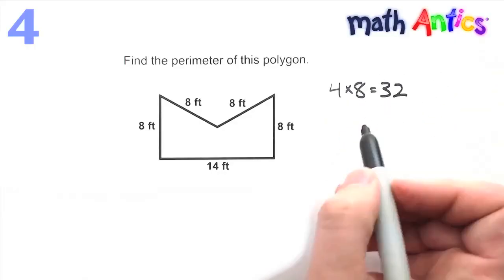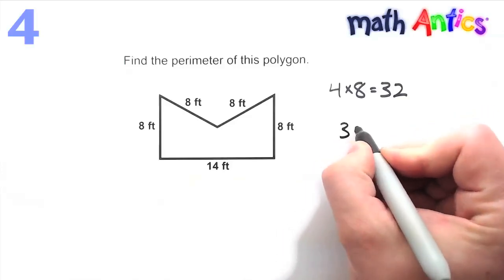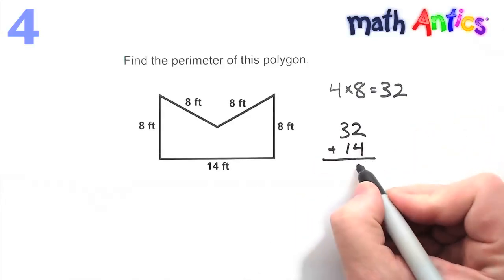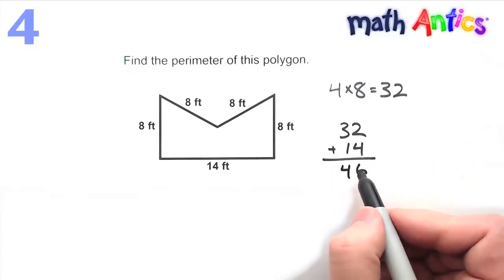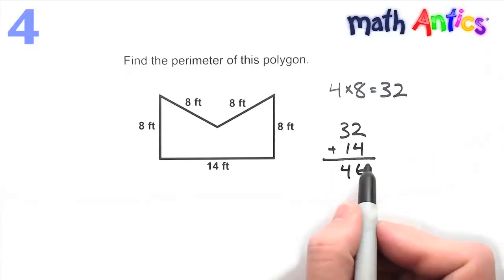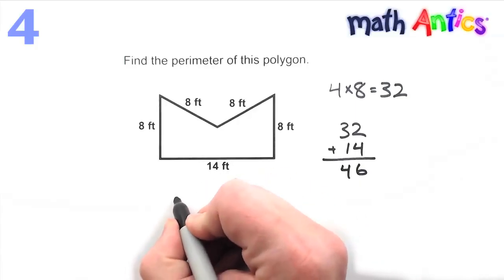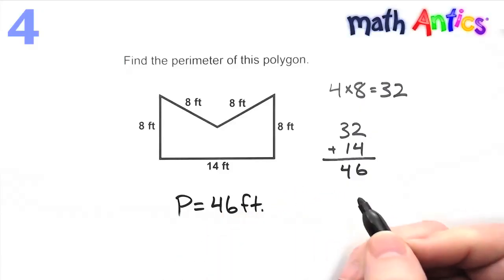So then we can add that with the measurement left over, 14 feet. So we have 32 plus 14. So 2 plus 4 equals 6. 3 plus 1 equals 4. So 46 is our answer, but not just the number 46, 46 feet. So let's go ahead and write that out like we were before. P equals 46 feet.